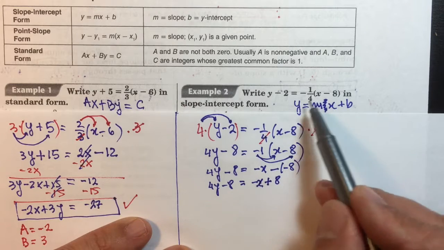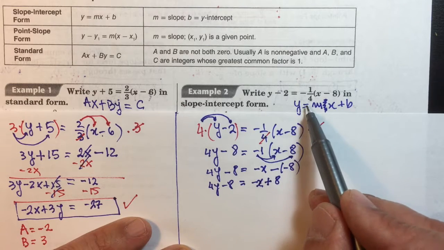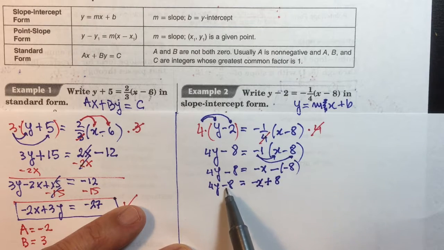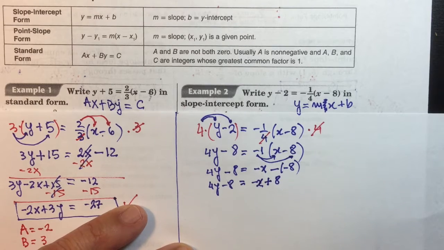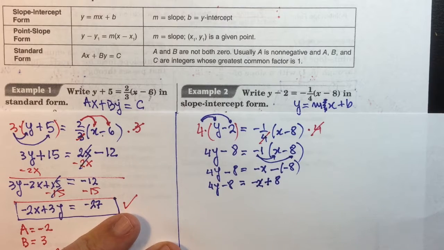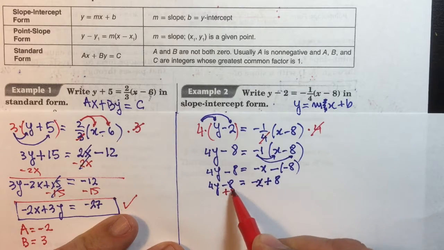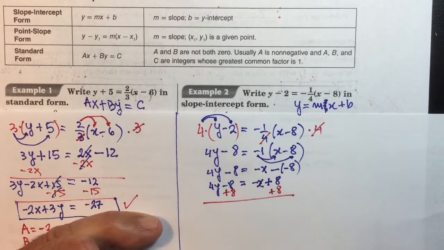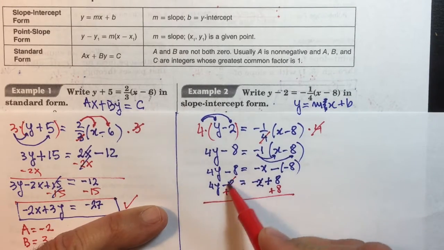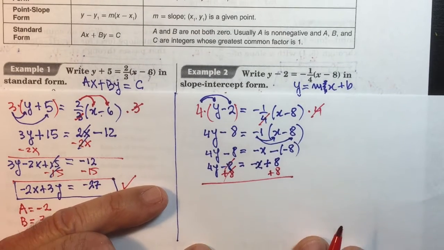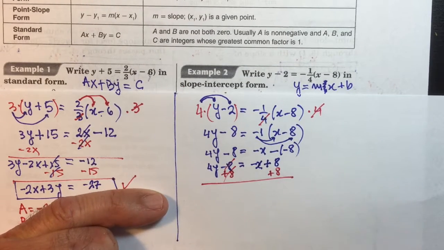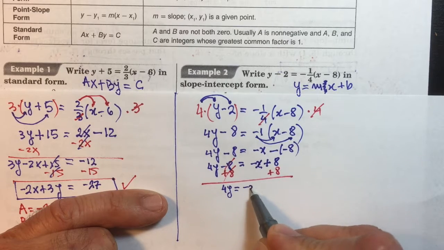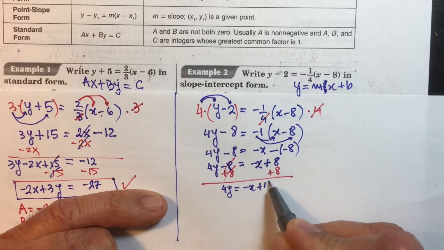I have to bring it to this form. So I have to leave the y in the left side and the rest in the right side. So I'm going to get rid of this negative 8 here by adding 8. I'm going to add 8 in both sides. Plus 8 plus 8. This negative 8 and 8 go away. This is the purpose of adding the same number in both sides. And I have 4y equals negative x, 8 and 8, 16.